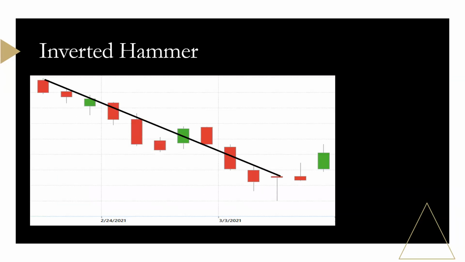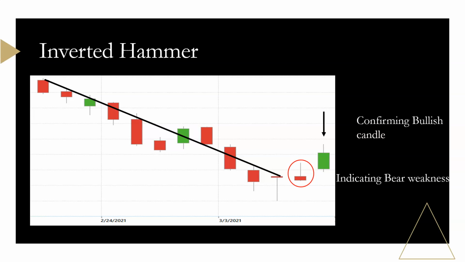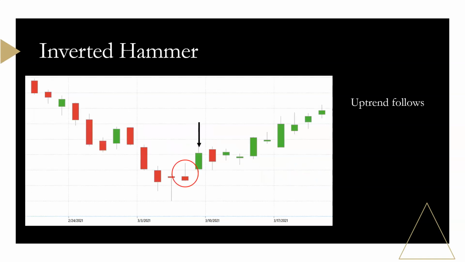There is your downtrend showing us how the bears have been whooping on the bulls for what appears to be about a 3-week or so time frame. And when you are beating someone down for that long, it is only a matter of time before you start to get tired. And there is your inverted hammer showing weakness in the bears, and there is your confirming bullish candle showing that the bulls have now taken control, and your uptrend follows.